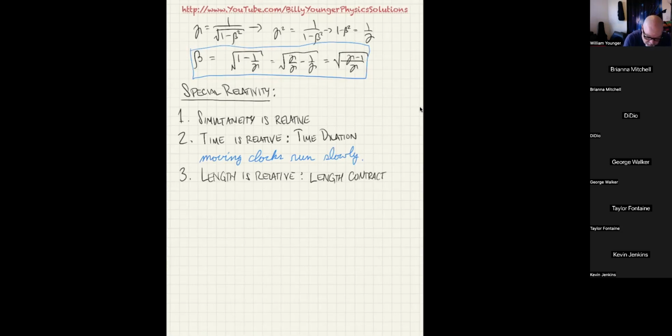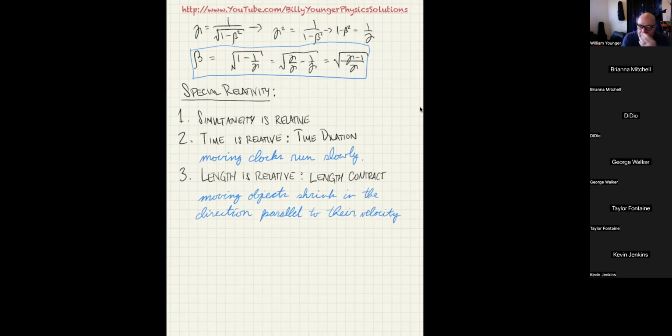So in this case, moving objects shrink in the direction parallel to their velocity. And that's the only dimension they shrink with. So for instance, a Volkswagen Beetle only gets shorter from bumper to rear bumper, but the height of the Volkswagen Beetle would stay exactly the same.